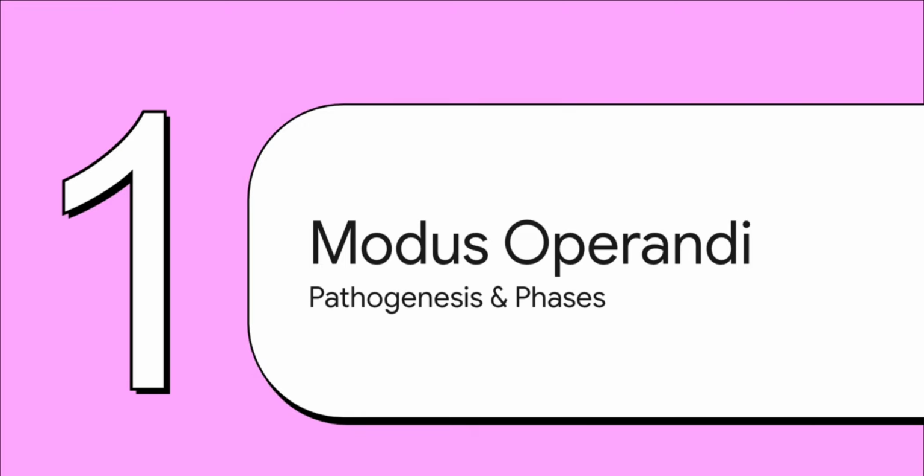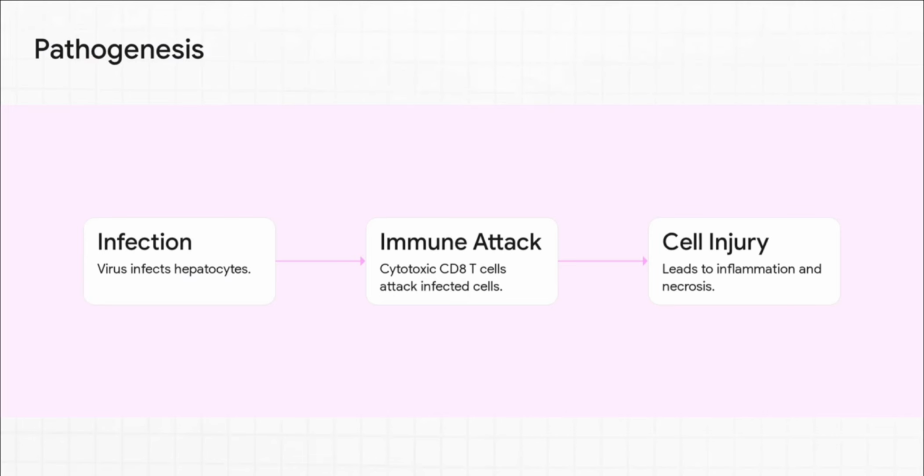Modus operandi: pathogenesis and clinical phases. You'd probably assume the virus is just directly chewing up the liver cells, right? Well, actually, scratch that. A core concept of viral hepatitis is that the damage is almost entirely immune-mediated. It's a classic case of friendly fire. The virus enters and infects the hepatocytes, sure, but it's actually our own immune system, specifically the cytotoxic CD8 T cells, basically our immune system's special forces, that recognize the infection and attack the compromised liver cells. This fierce immune response is exactly what causes the hepatocyte injury, the intense inflammation, and eventually the cellular necrosis.